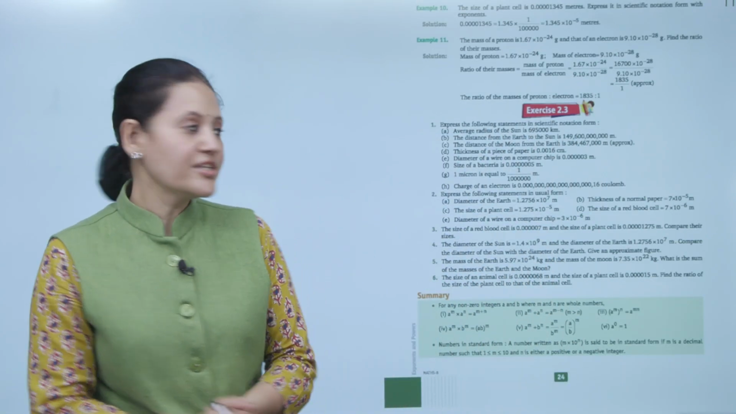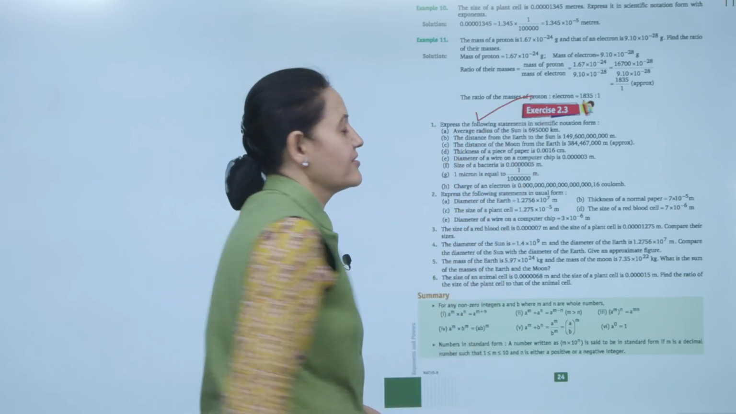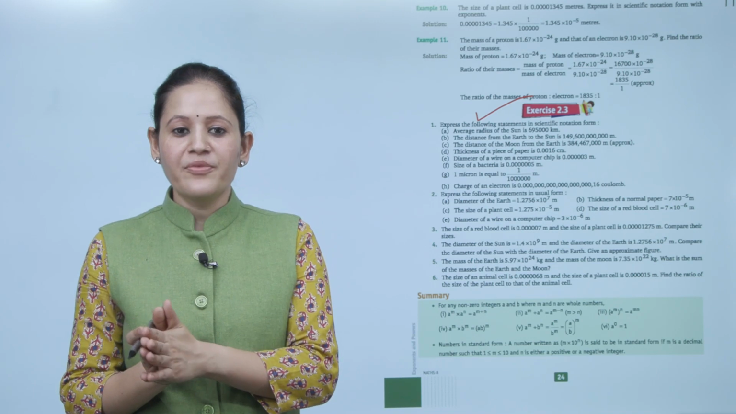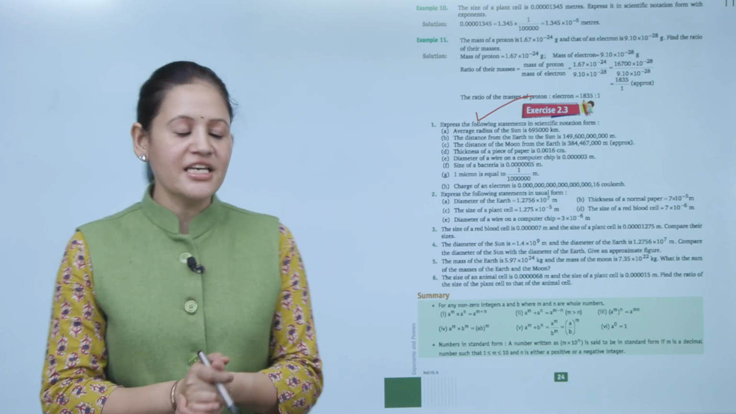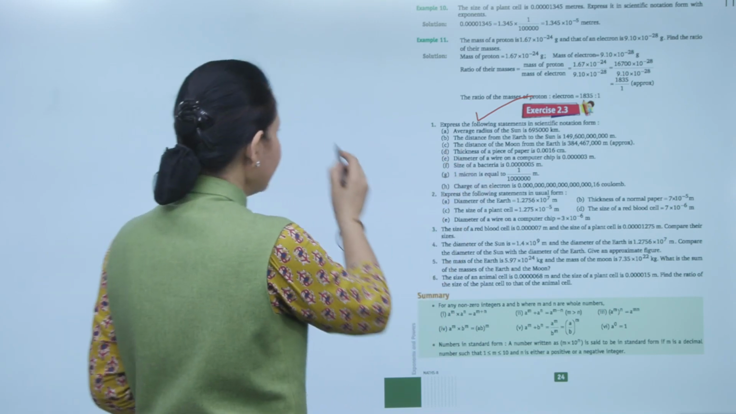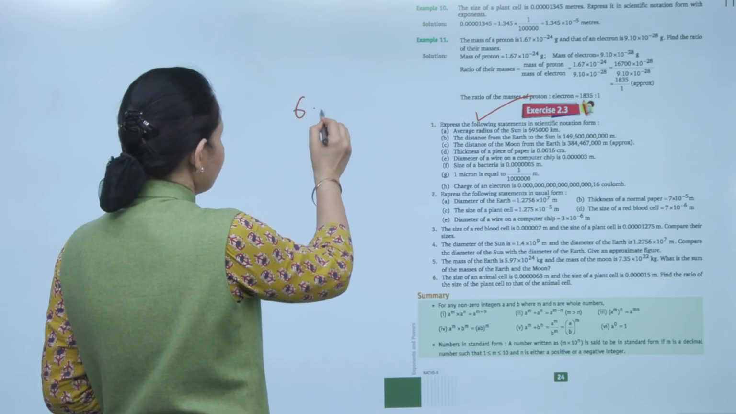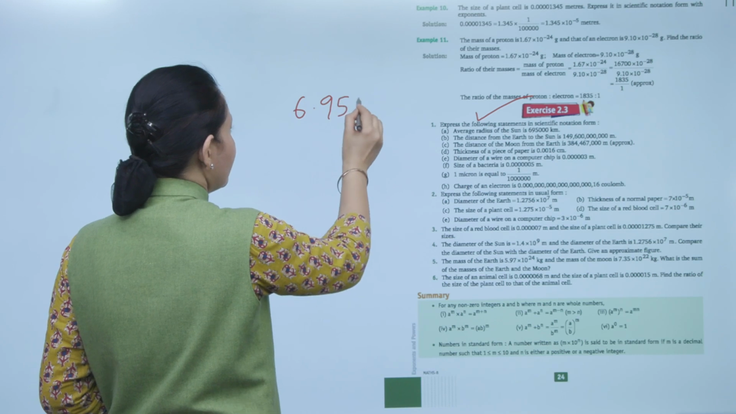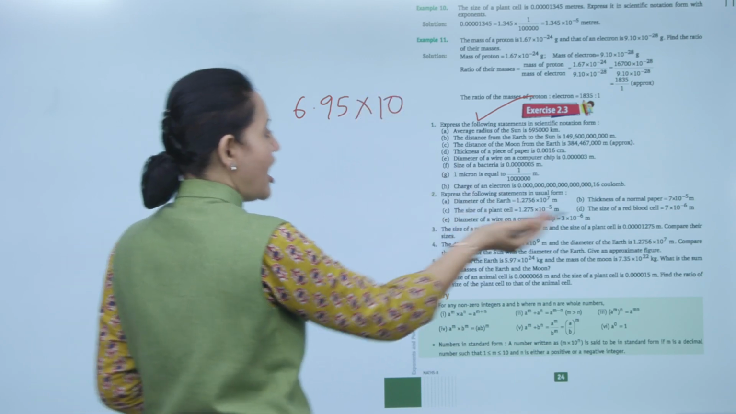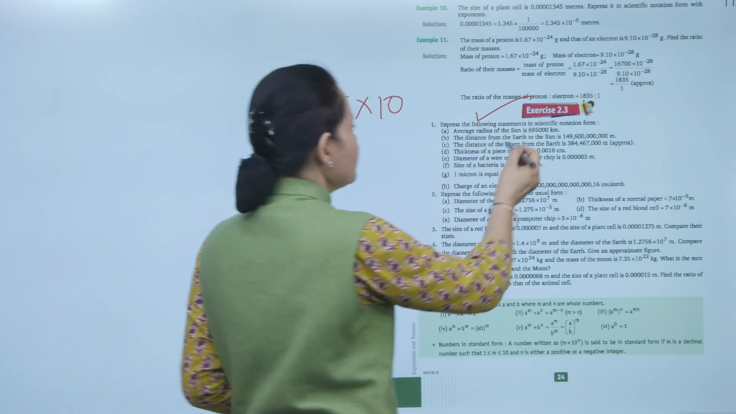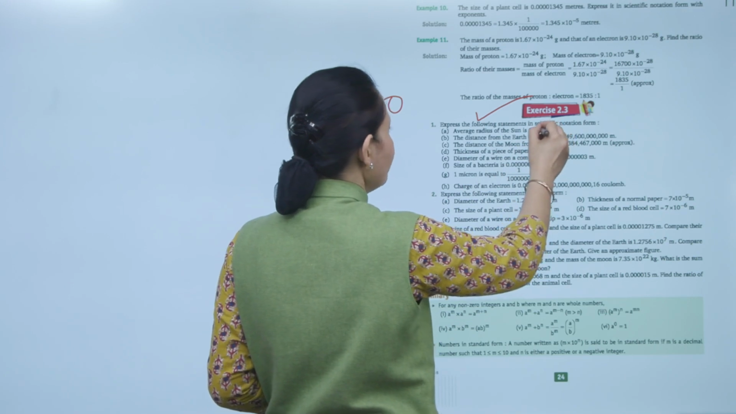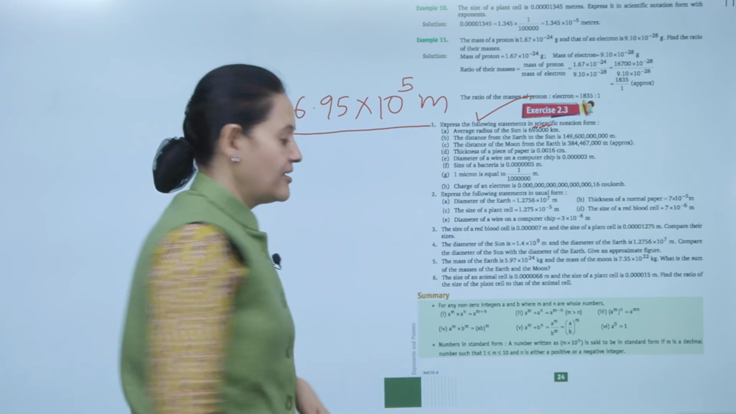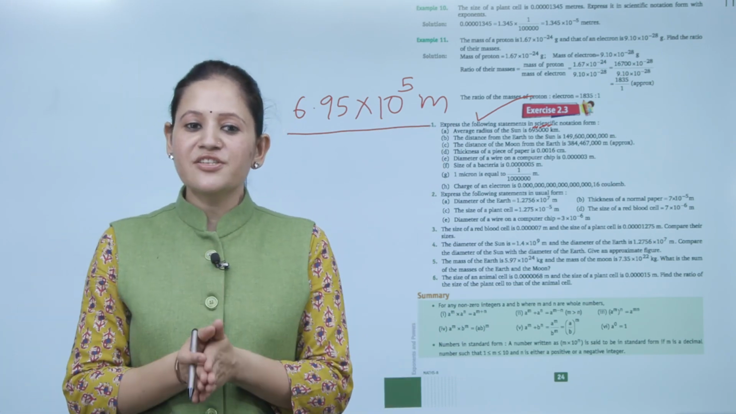Next is exercise 2.3. Express the following statement in scientific notation form. First is the average radius of the sun given here. So we have to write it in scientific notation. So we'll write 6.95 into 10 to the power, how many places have we moved the decimal to the left, 1, 2, 3, 4, 5. So 10 to the power 5 meter. Clear? Practice all the questions of this exercise.